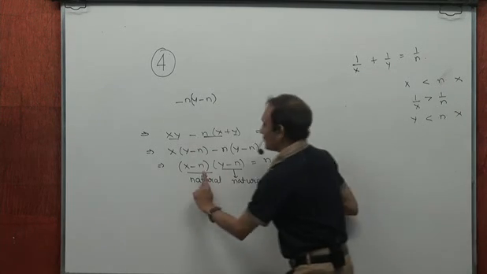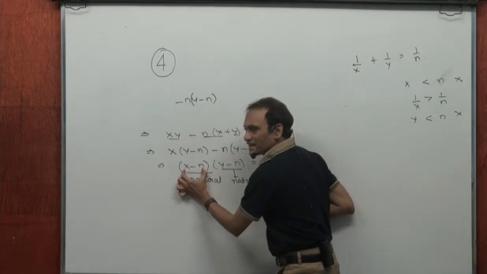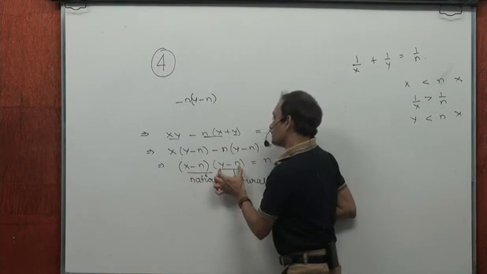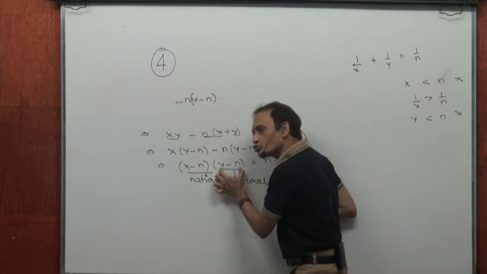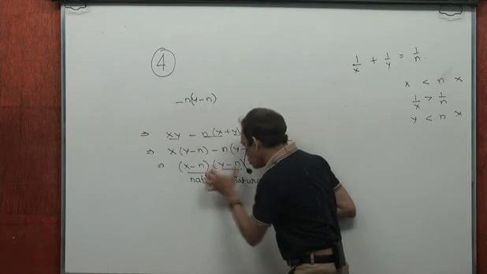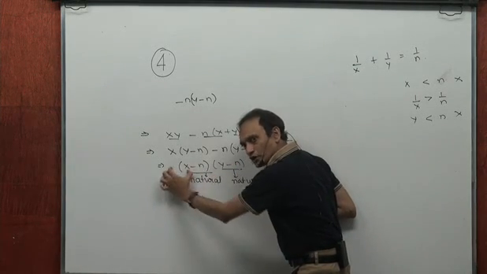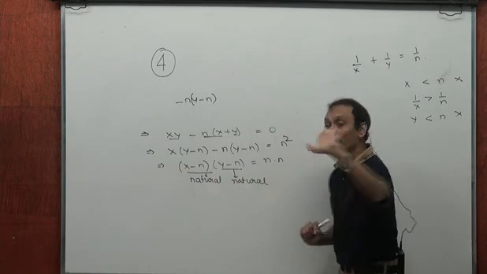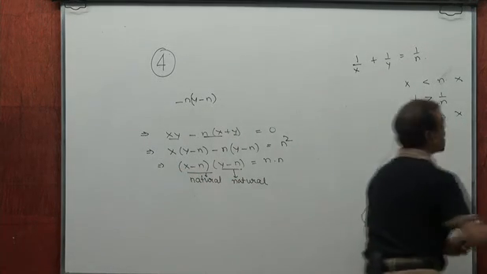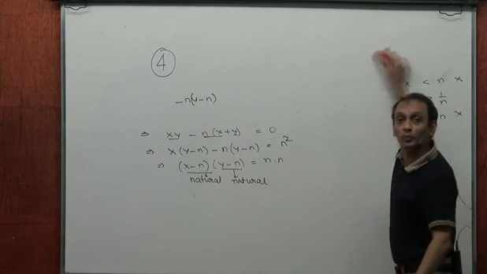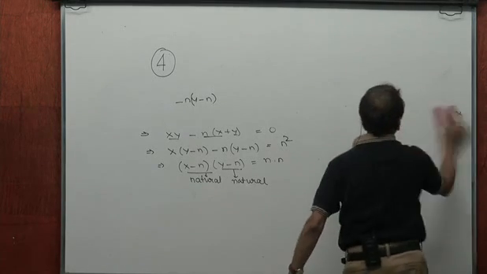Therefore, they are integers, and if x is greater than n, it's a natural number. x, y and n are integers. If y is greater than n, then this also is a natural number. So this is a product of two natural numbers, equal to n squared. Right? Now, let's list out all possibilities from this.